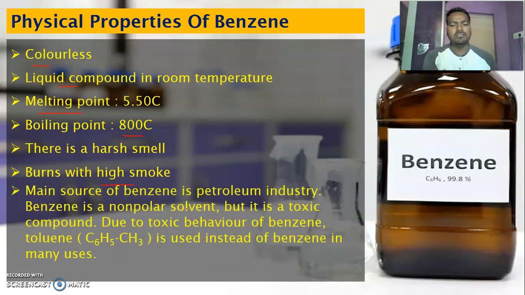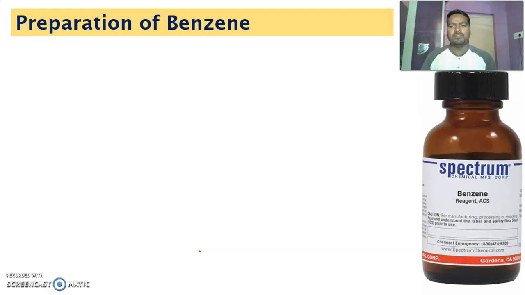The main source of benzene is the petroleum industry, and it's a non-polar solvent, but we are not going to use it as a solvent. Even though it shows solvent properties, we do not prefer benzene because it is toxic and carcinogenic in nature, that is, it causes cancer. Because of that, instead of benzene we prefer toluene. These are some of the physical properties of benzene.